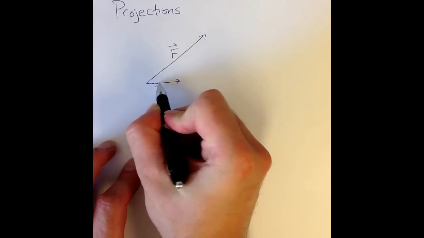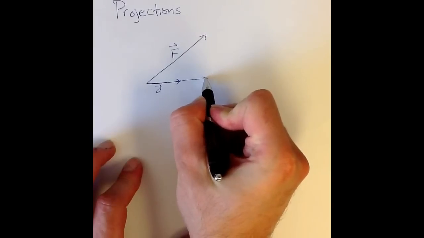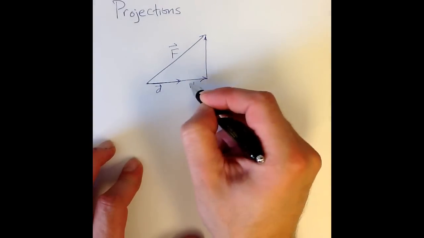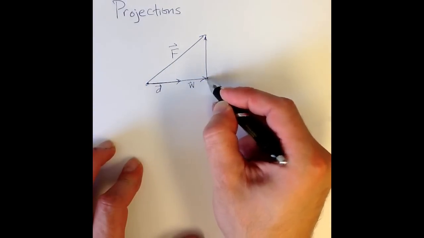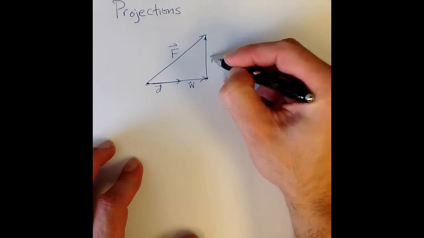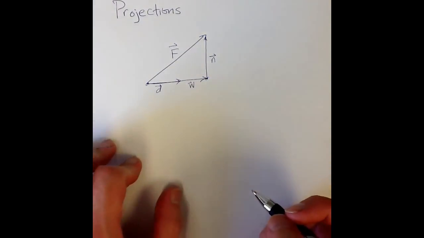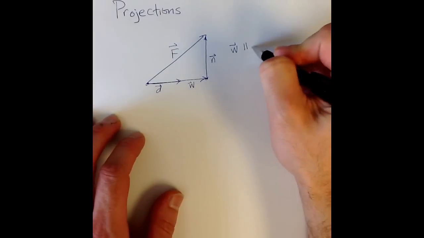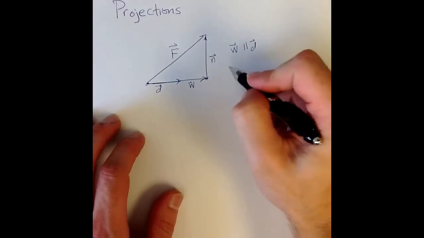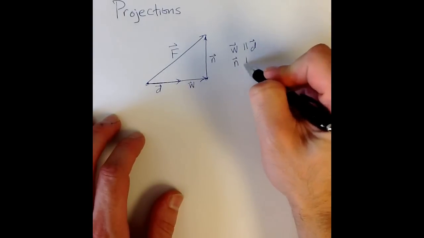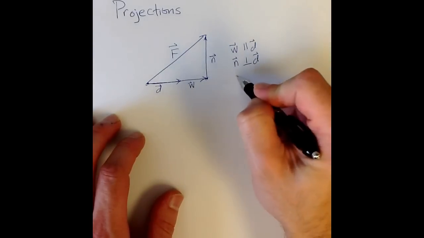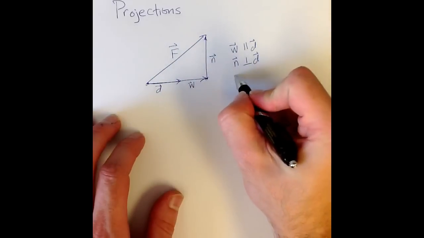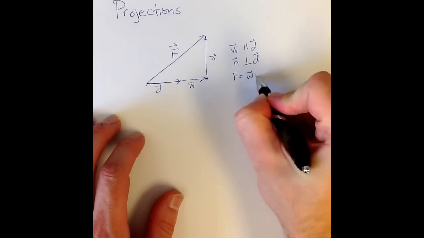The new vectors will be here and here. We'll call this vector w. It goes from the start to here. And this vector n. These vectors n and w have a couple of properties. w is parallel to d. n is perpendicular to d. And you can see if we take w plus n, we should get f. So f equals w plus n.